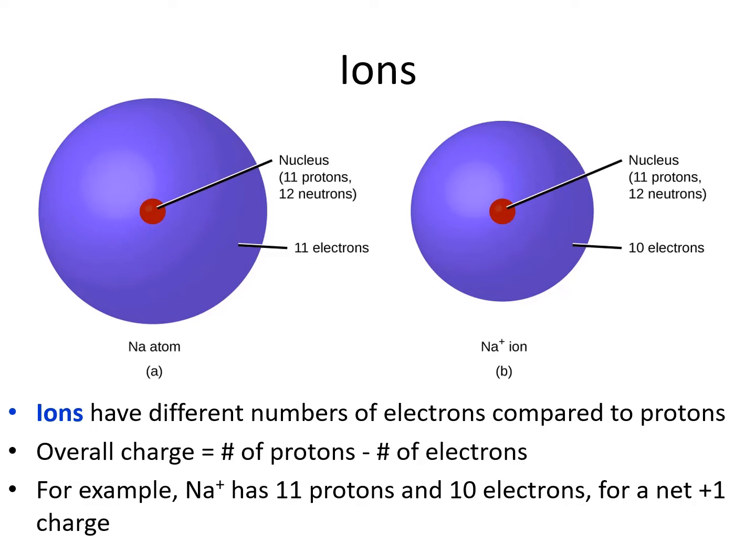Another way of thinking about it is you are adding up all the charges in the atom: all of the positive charges from the protons, and then you are adding some negative numbers due to the negative charge of the electrons. To find the overall charge of a sodium ion, we would take its 11 protons and subtract its 10 electrons to get an overall +1 charge.